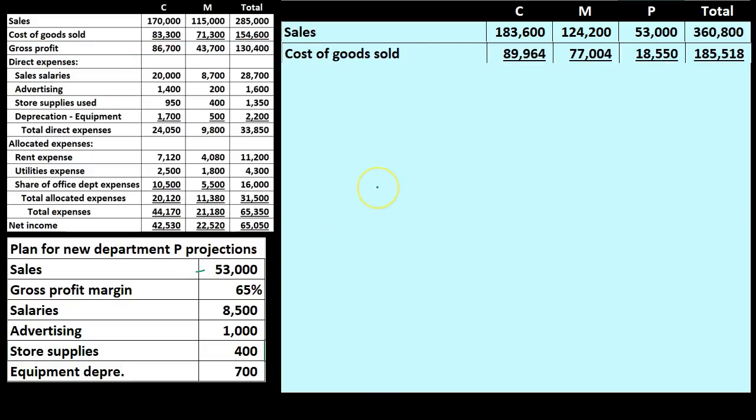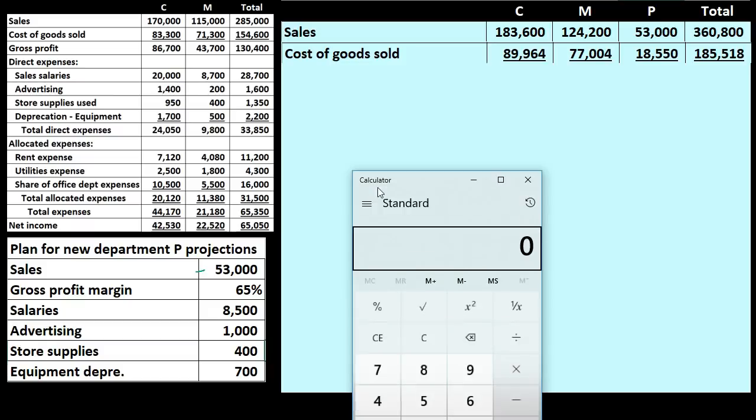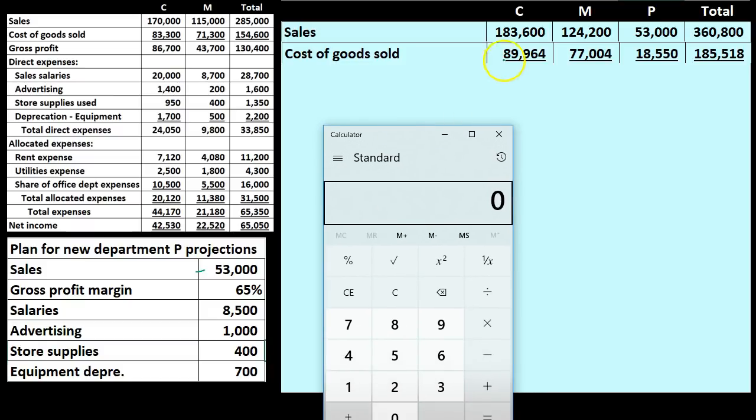Then we're going to get the cost of goods sold, and we're going to assume here that the cost of goods sold is in relation to sales, because typically it is, and therefore we'll still have an 8% basic increase in the cost of goods sold. So with the cost of goods sold, we've got 83,300 times 1.08, same process, 89,964. We've got the 71,300 times the 1.08. That gives us the 77.